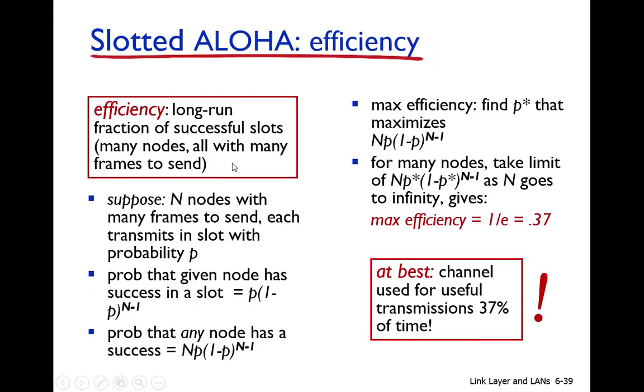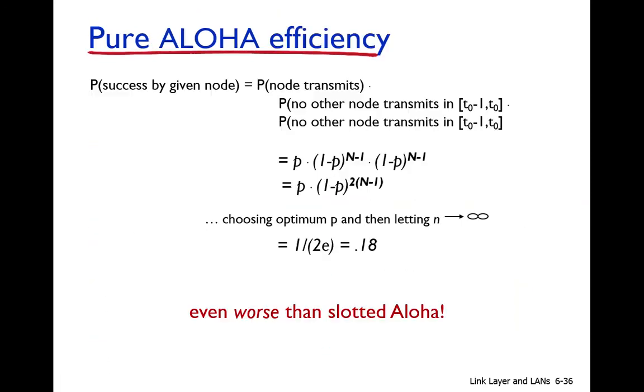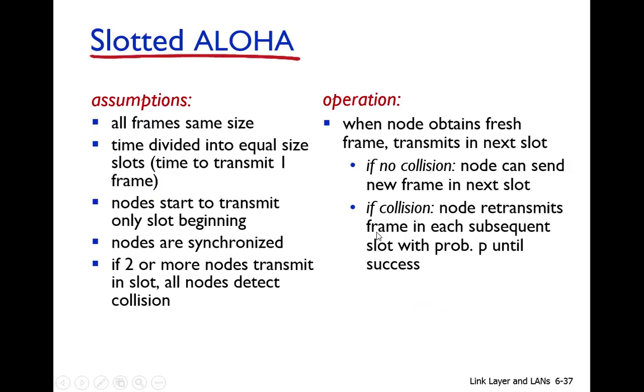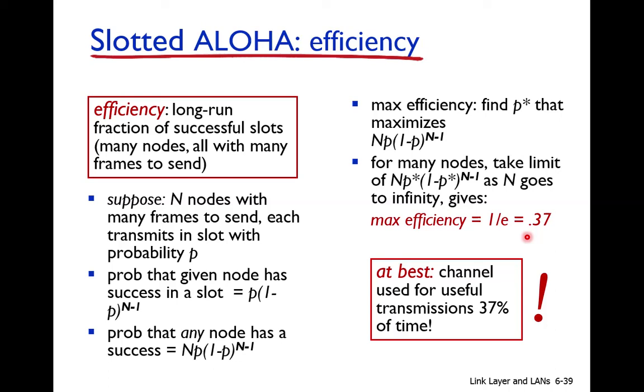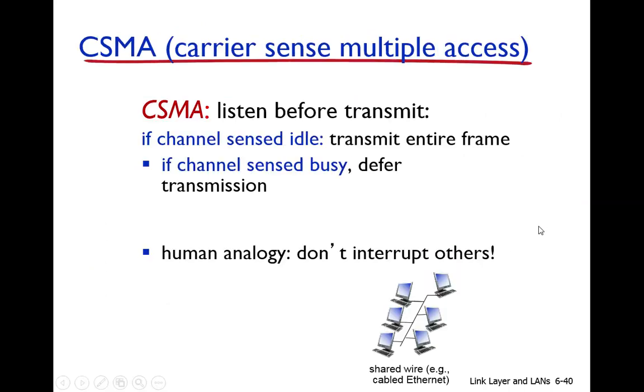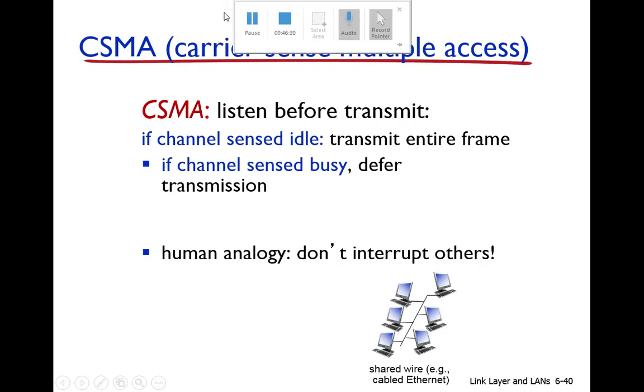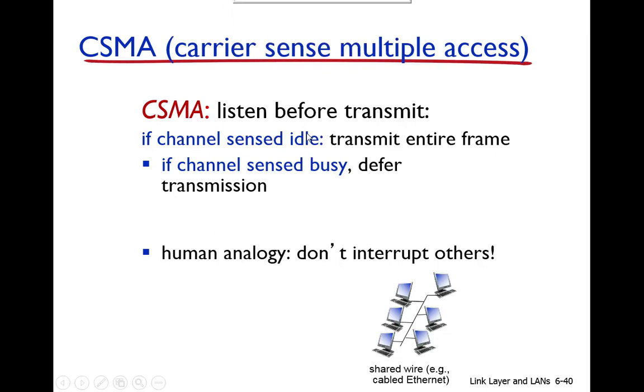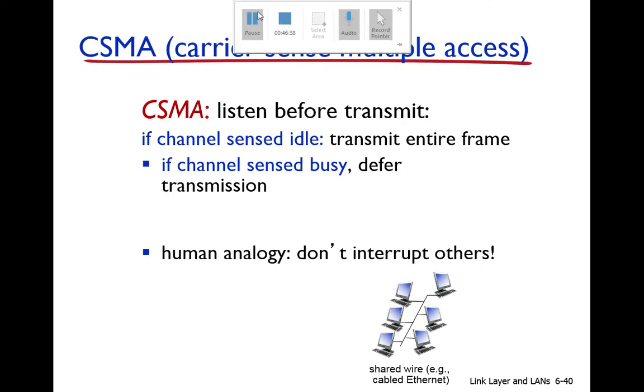Okay, so for slotted Aloha, the efficiency in the long run is given by this formula. Its efficiency is about 0.37, but in pure Aloha the efficiency is 0.18. So you can see that slotted Aloha improves the efficiency up to 0.37. Okay, so we have discussed the pure Aloha and slotted Aloha protocols. Next we will discuss the CSMA algorithm in the next video.